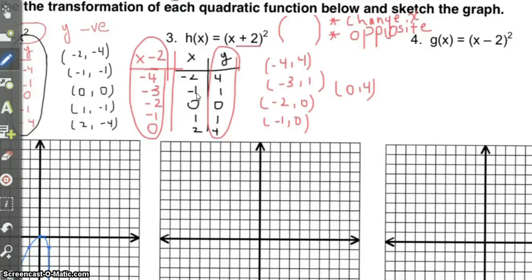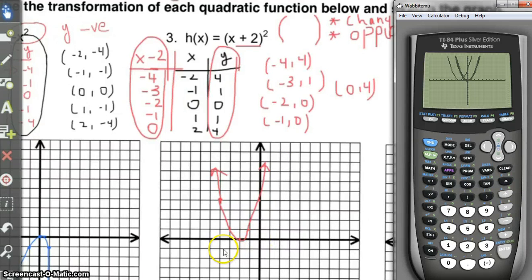So negative 4, 4 is gonna be here. Negative 3, 1 is gonna be here. Negative 2, 0. Negative 1, 0. And 0, 4. So this is gonna be my new function. As you can see, it's exactly like the calculator. It did move to the left, as you can see.